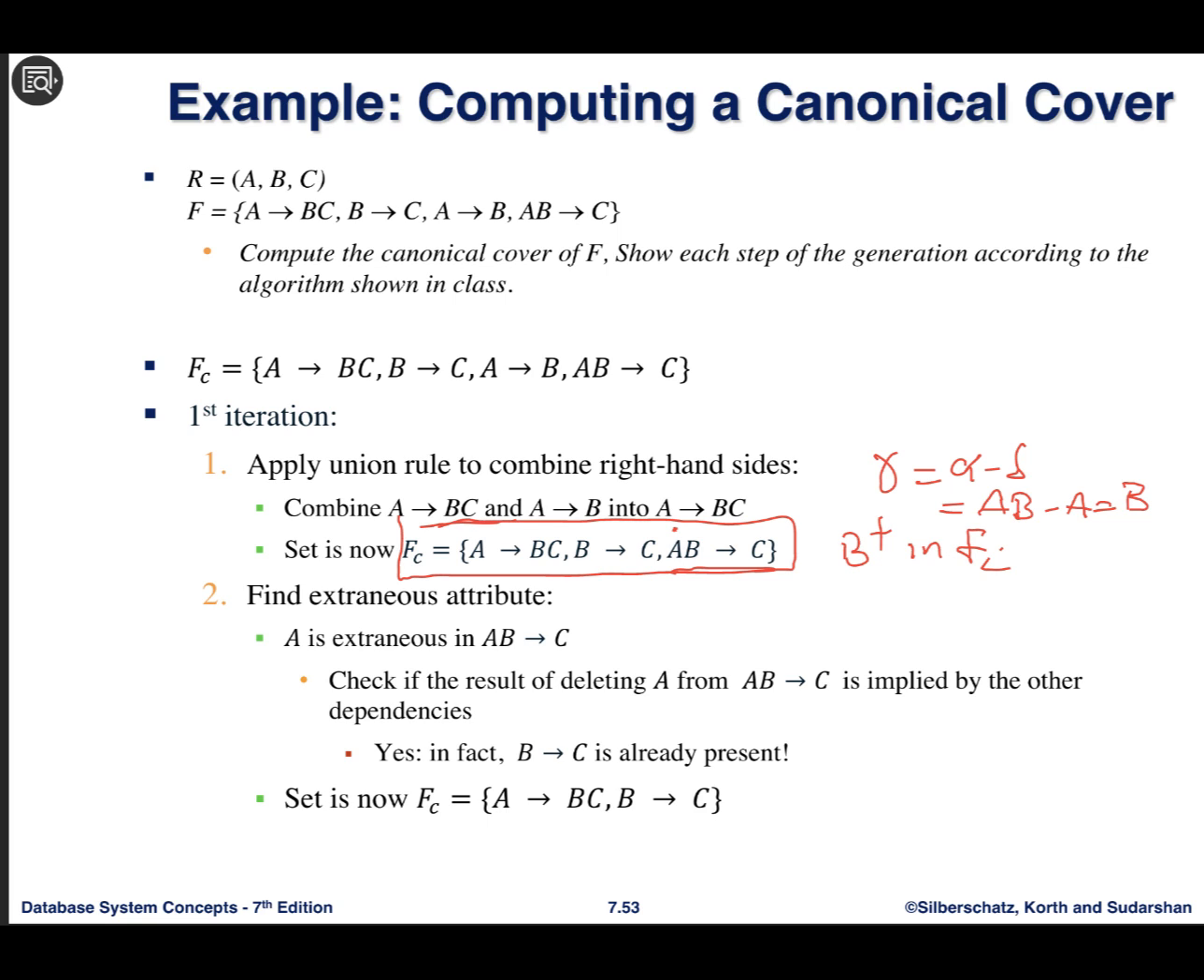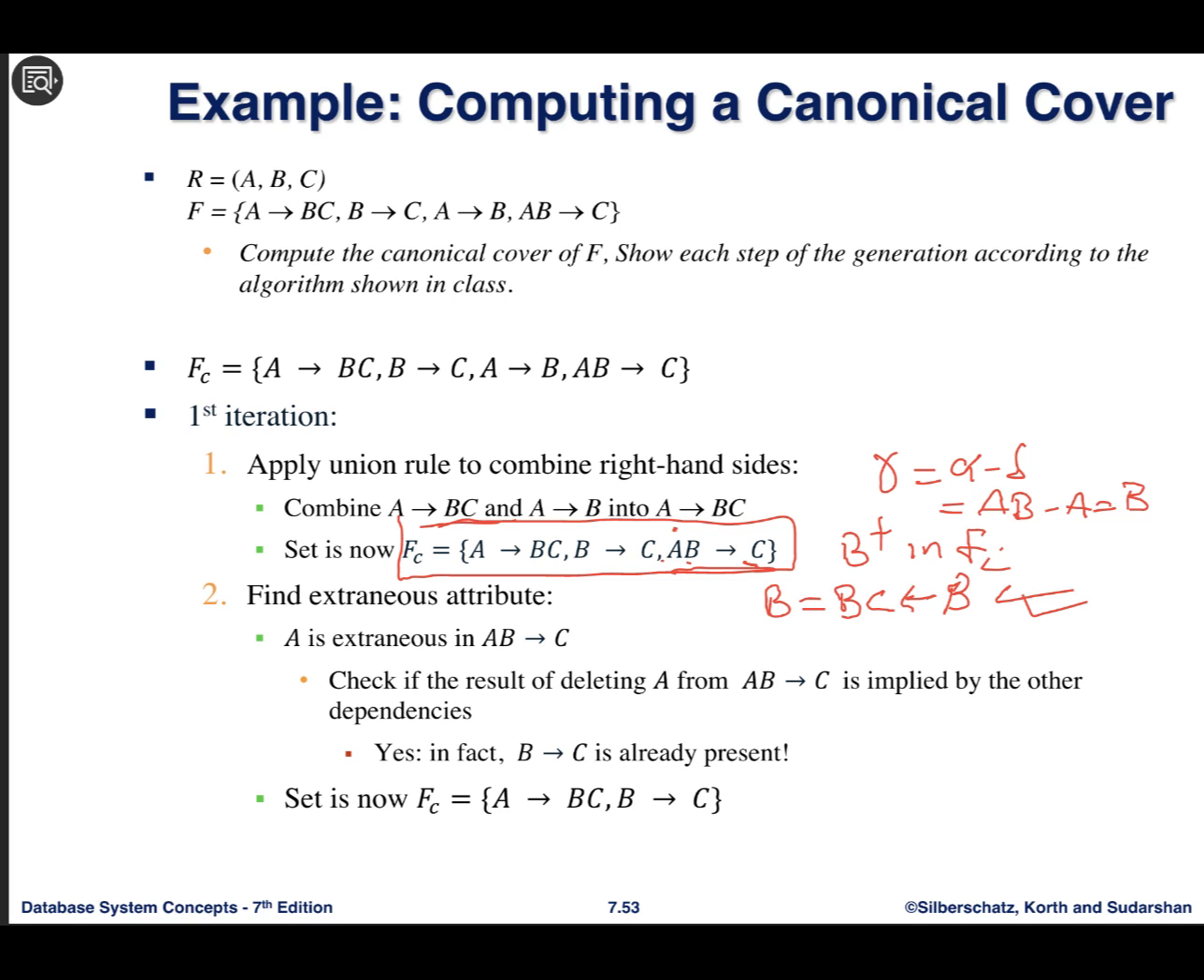Okay, so what's the B closure here? B closure is going to be B, and B determines C. I start with B and end up with C. What do I have? C, which is beta, is a part of the result. So in this case, the value of A is not important, because I start from B and I'm still able to tell that B determines C. So the value of A is extraneous. So yes, I proved it.